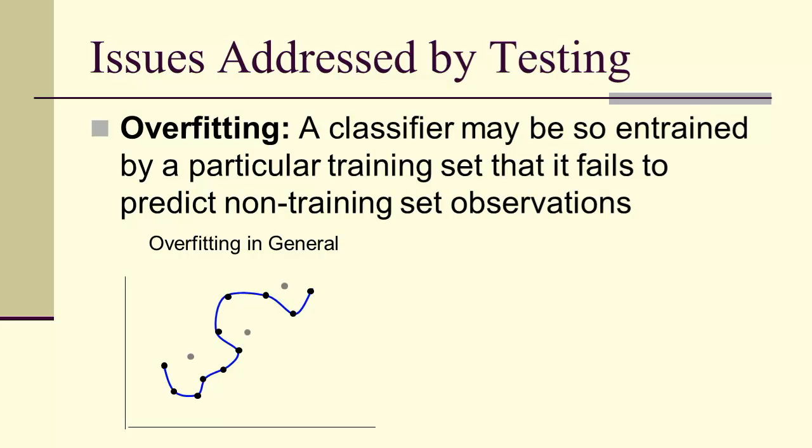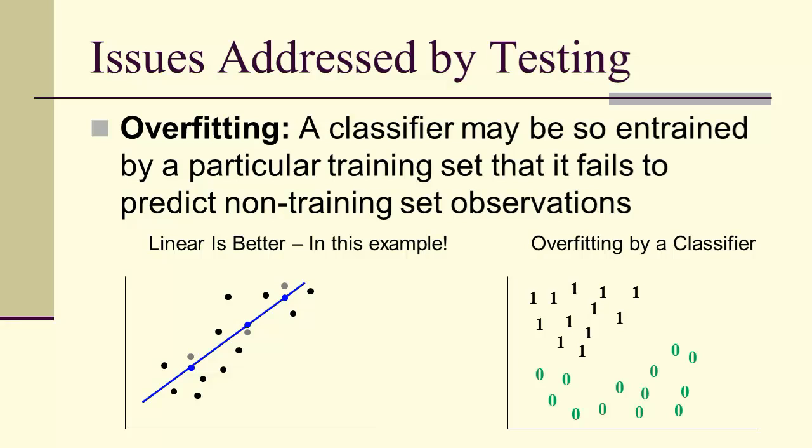Notice the predictions for these test set points are on this blue curve, and the blue curve is so entrained to the data that it's a poor predictor of the test set. On the other hand, these very poor predictions could be much improved if we simply used, in this case, a regression line. And now you can see we get better predictions of the test data. In this example, linear is better.